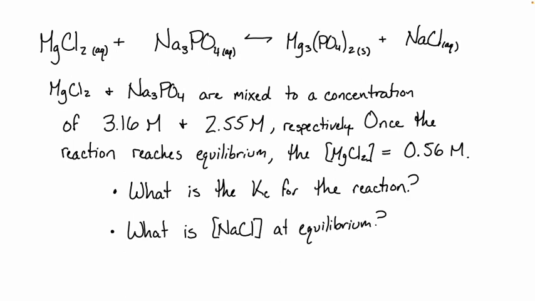Cool. All right, so this is going to be our first problem here, an equilibrium problem. So everybody take a second. You have a chemical equation that is unbalanced, right? And you're given information about the initial concentration of your reactants and then the final concentration of one of your reactants at equilibrium. And from there, we should be able to calculate the equilibrium constant for this reaction, as well as the concentration of one of our species, in this case, our product, sodium chloride, at equilibrium.